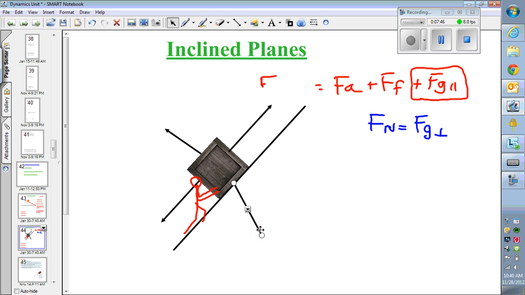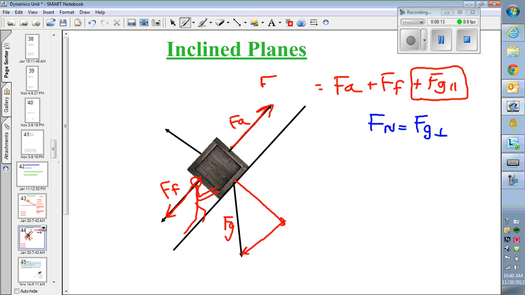So your Fa up the plane and your friction would oppose that motion. So Fa is up the plane, Ff is fighting you, and my gravity here is still straight down, so I have to draw it straight downward. This is Fg. Well, now, perpendicular to the plane, parallel to the plane, you can see that Fg parallel is now much longer. It's a bigger force. You're carrying more of the weight.